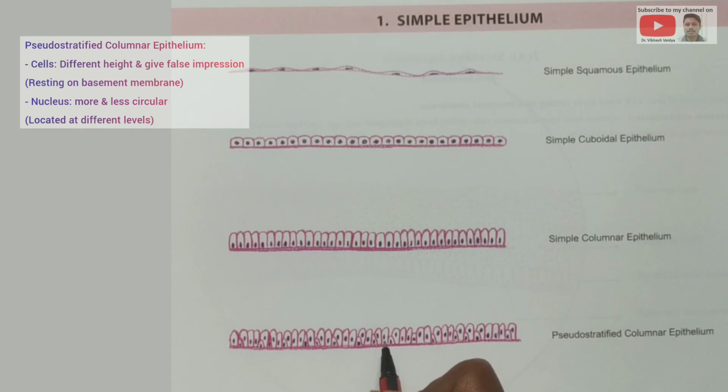So that's why this type of epithelium is categorized under pseudostratified epithelium. And you can also appreciate the nucleus. The nucleus of these cells is more or less circular and present in the center of the cells. You can appreciate here it is more or less circular, present in the center of the cells.